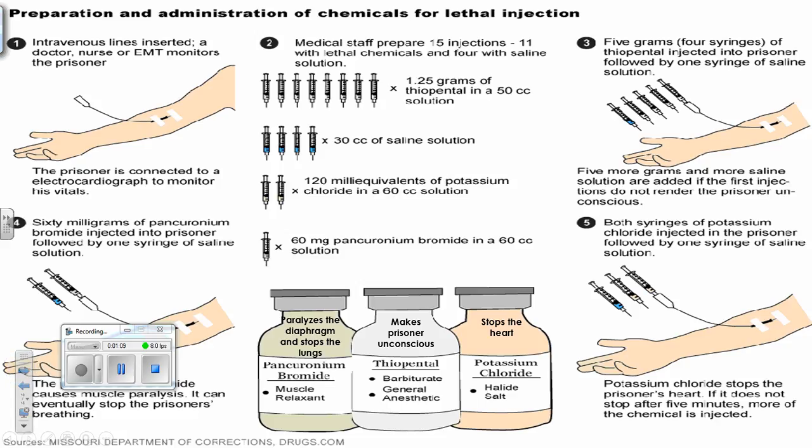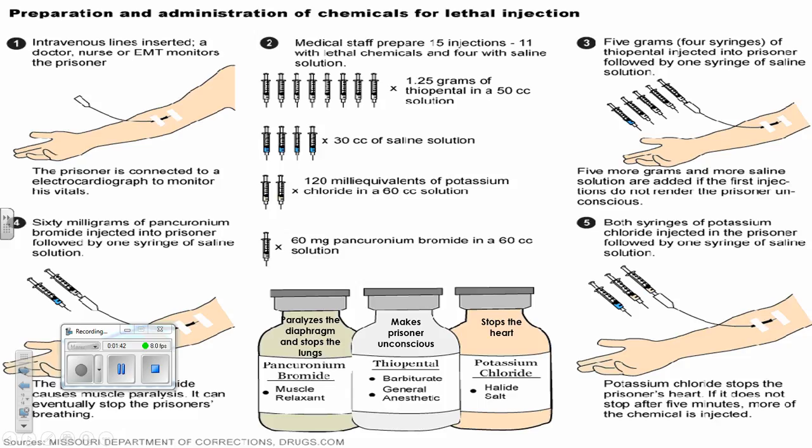So first, an intravenous line is inserted, and a doctor or nurse or EMT monitors the prisoner. Then the staff prepares 15 injections that they put into your IV, 11 with lethal chemicals, and 4 with saline solution, because you have to flush it with saline solution after, okay? So they have 1.25 grams of thiopental, then saline, then potassium chloride, then pancuronium bromide. So this tells you what each of them does.